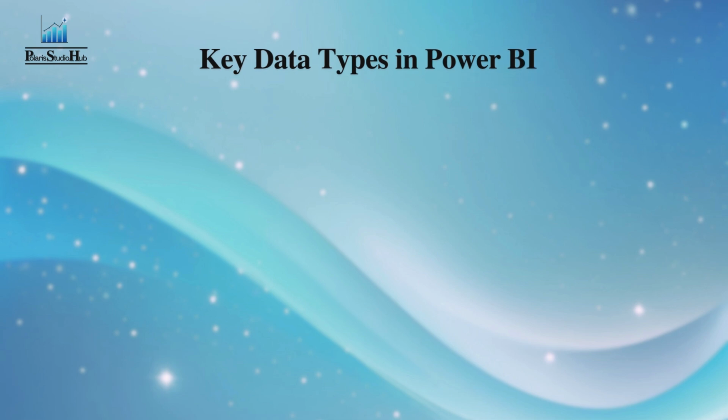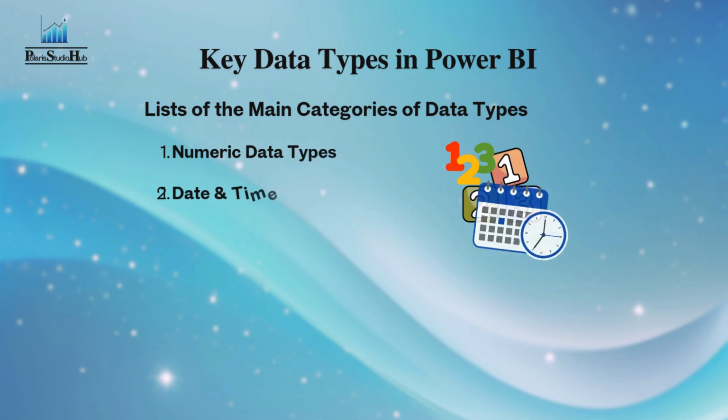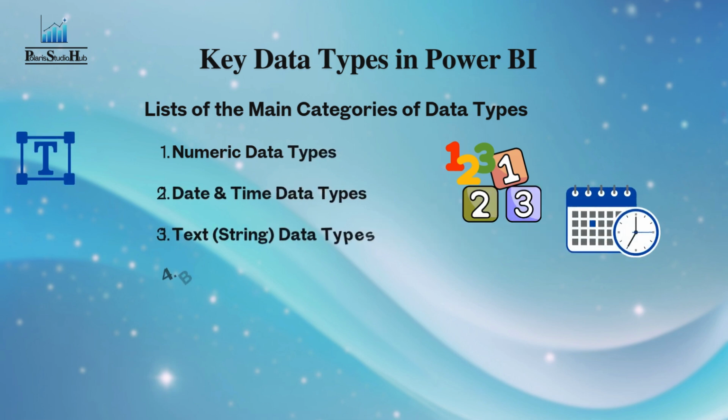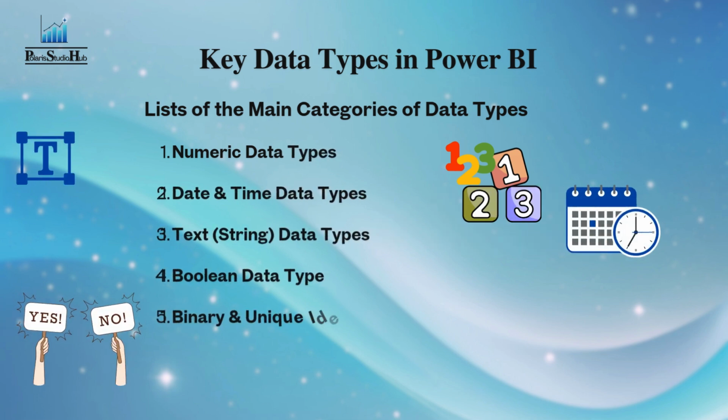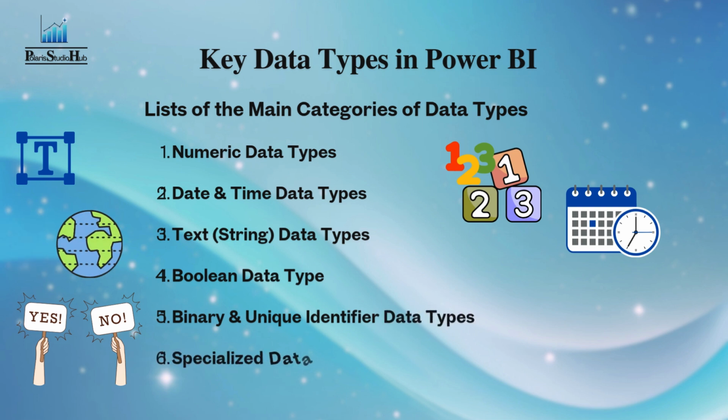Key data types in Power BI. Here is the list of the main categories in data types. Numeric data types, date and time data types, text or string data types, Boolean data type, binary and unique identifier data types, and specialized data types.